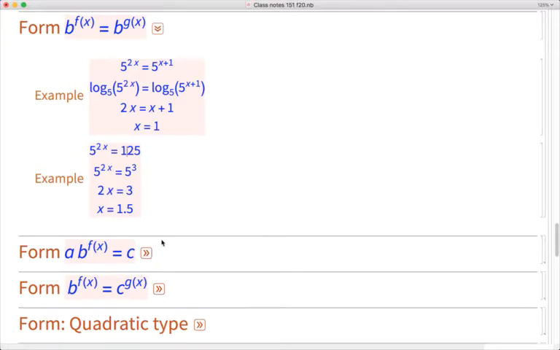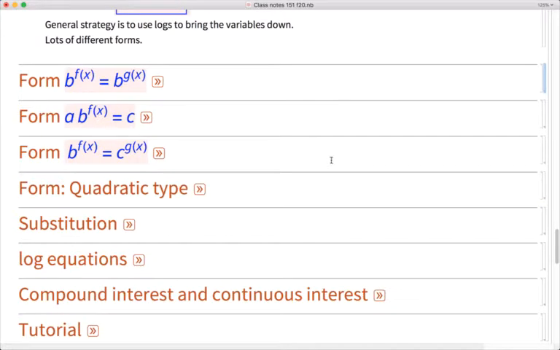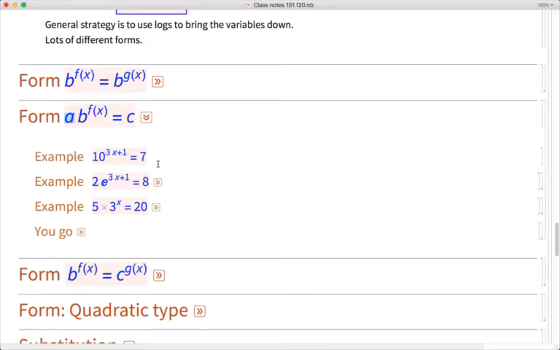Okay, so here's a second form. Maybe I'll try to close these forms, keep track of our list as we go. This time we've got just a single exponential, and the x's are up in the exponent spot again, but we might have a constant out in front, and there's a constant on the right-hand side. Okay, so here's such an example. How do we solve this equation?